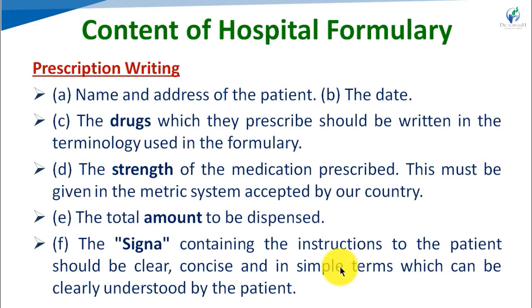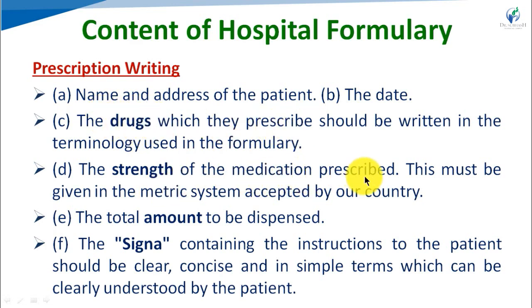Then when we are starting any hospital formulary, the first important thing is the prescription writing. तो यहाँ पे prescription writing के बारे में भी information हम दे सकते हैं. Then over here the following things we should include: the name and address of the patient, and the date. That means in a prescription this should be included. The drug which they prescribe should be written in the terminology used in the formulary. Formulary में जो भी terminology use की है, accordingly the doctor has to prescribe.